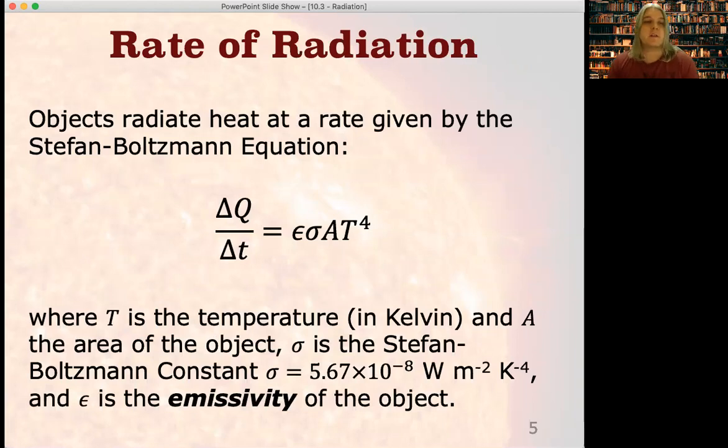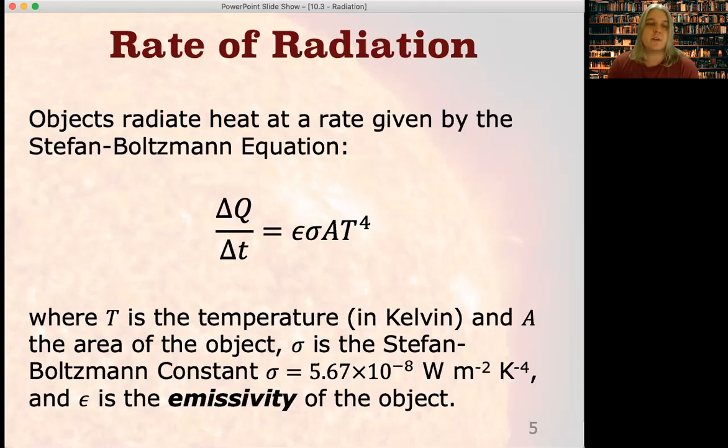It turns out that that is given by this equation, the Stefan-Boltzmann equation, the rate of heat flow, so delta Q by delta T. So remember, delta Q is the amount of heat, delta T is the amount of time, so delta Q by delta T is the heat per unit time, or the rate of heat flow. And that is given by these four terms. We've got epsilon, which is the emissivity of the object. We'll talk about that in a moment. Sigma is just a constant, the Stefan-Boltzmann constant, which is given there on the lecture slide.